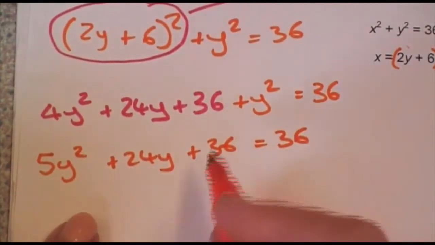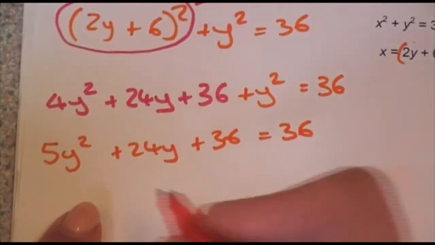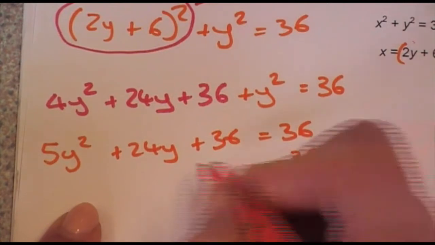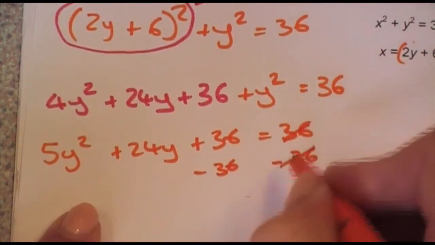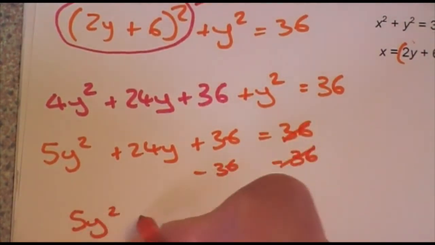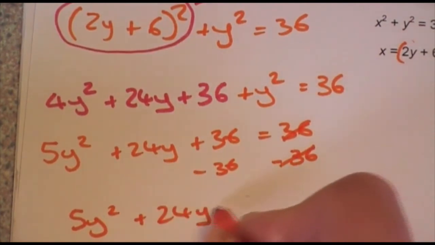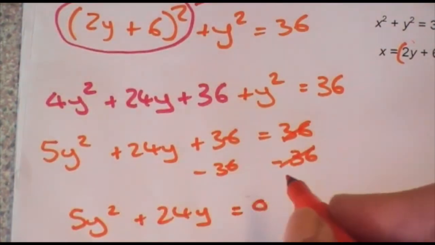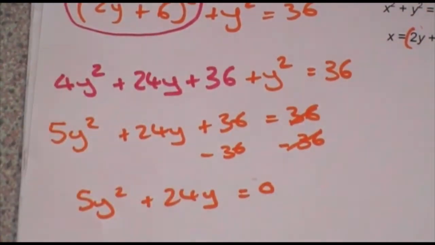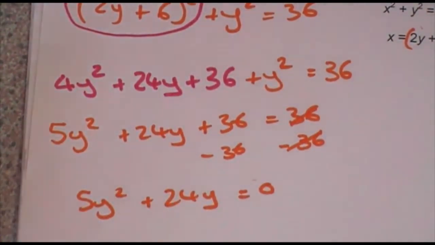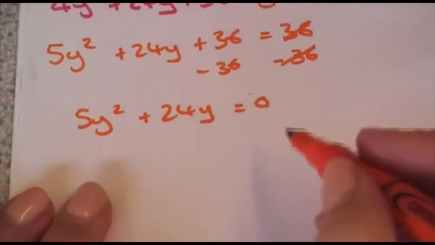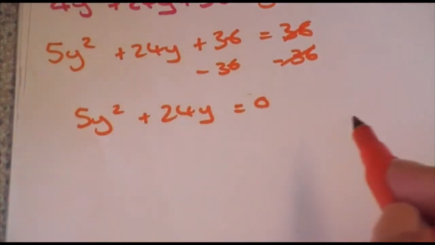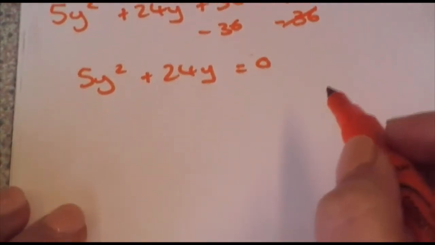In order to solve any kind of quadratic, I need to have it equal to 0. So I need to subtract 36 from both sides. So that gives me 5y squared plus 24y. 36 and minus 36 cancel down, and that leaves me with 0. So from here I can go ahead and solve this. I probably wouldn't use the quadratic equation here because I would factorize. However, I'm going to do it with a quadratic equation because that's what we've been looking at.